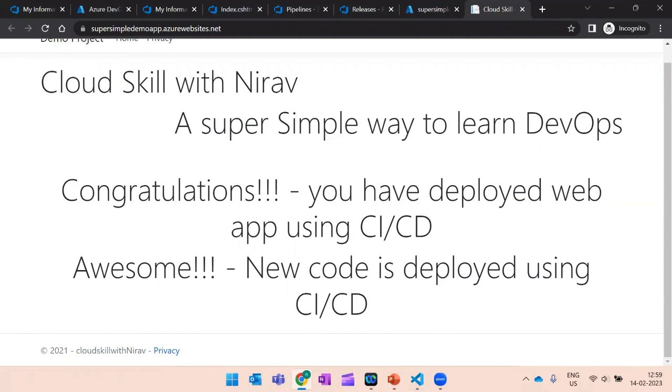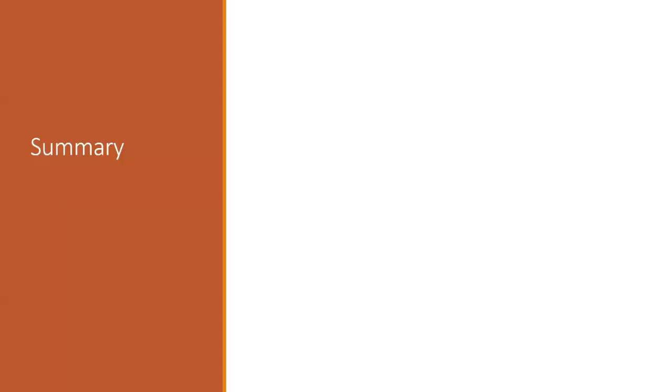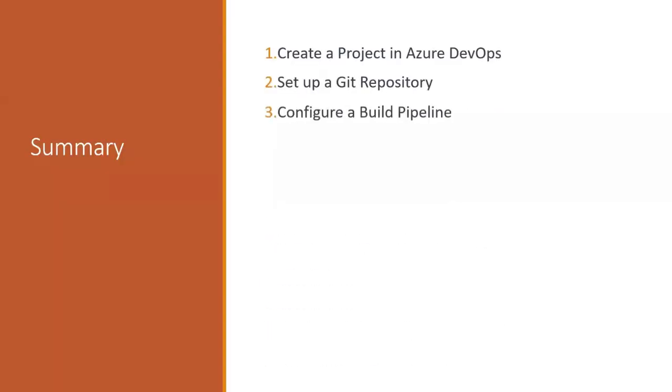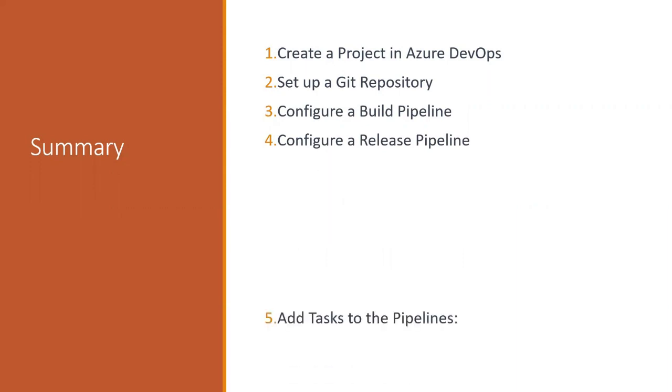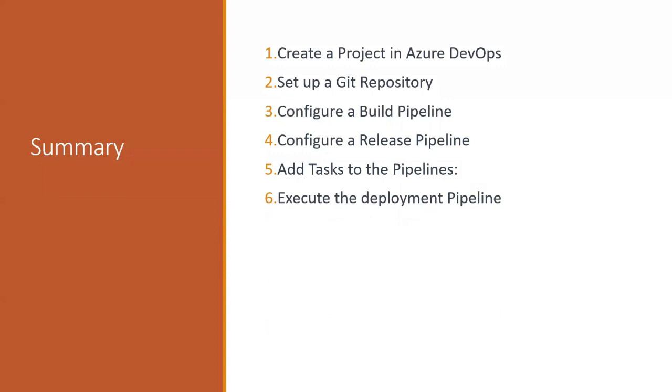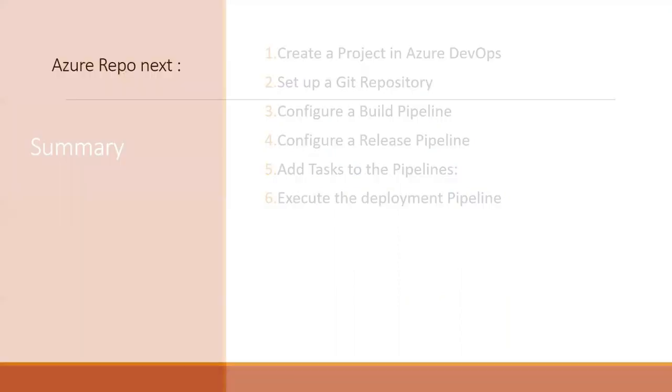So let me go and come back to my PPT. This demo is completed, and what we have learned is: we have created a project in Azure DevOps. We have set up a Git repository. We have configured a build pipeline. We have configured a release pipeline, added some tasks to the pipeline, and executed the deployment pipeline. And we have seen that we are able to successfully deploy the changes into the Azure App Service.